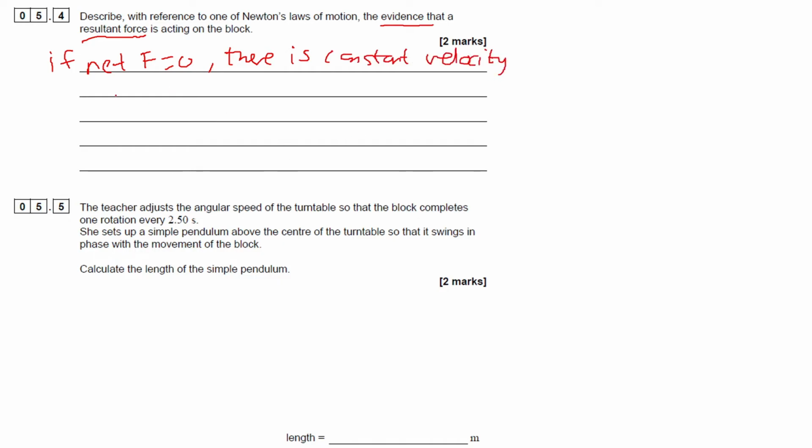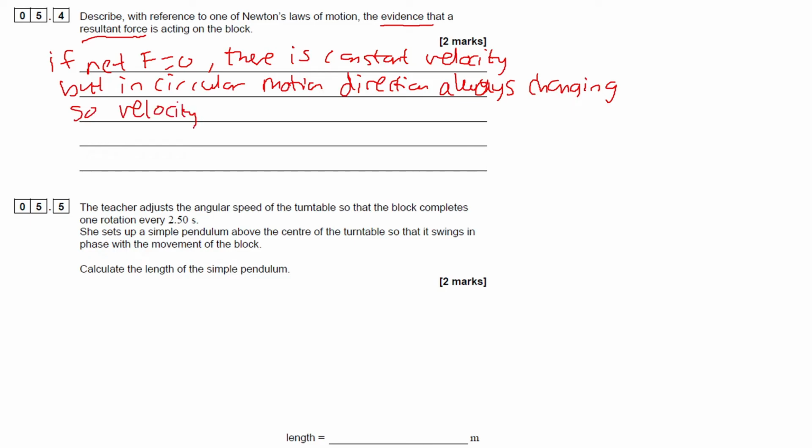But in this example, there is circular motion happening. So, but in circular motion, direction is always changing, and if direction is always changing, remember velocity is a vector. If you change the direction, you change the velocity. So velocity is changing, and therefore that first law doesn't apply. I should also state that this is from Newton's first law.